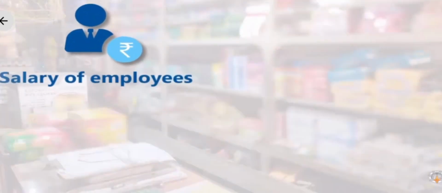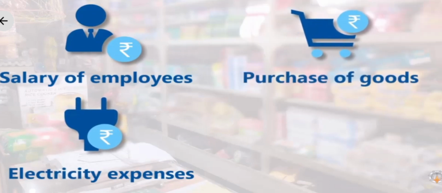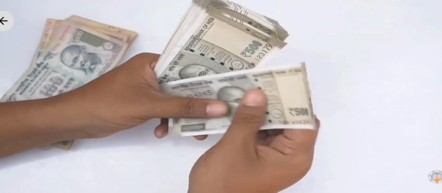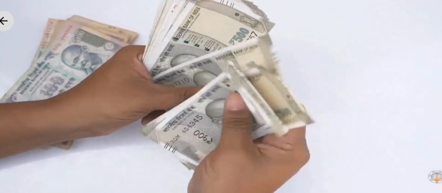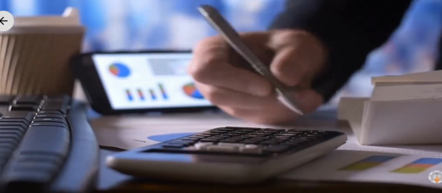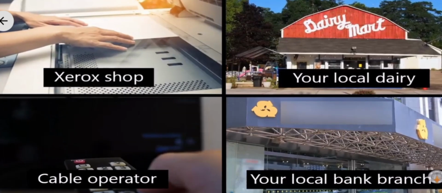Salary of employees, electricity expenses, purchase of goods, and cleaning expenses are some examples of expenditure. Money earned from the sale of goods is the main source of income. Isn't it easy to imagine the type of expenses and income that one might have? Recording such transactions is the basis of accounting. For your practice, you may prepare a list of common sources of income and expenses for the following businesses.